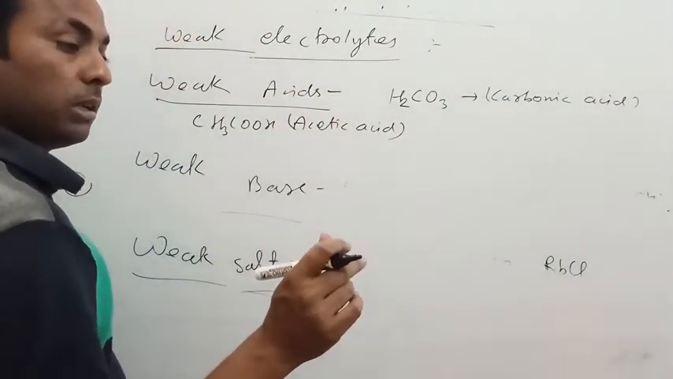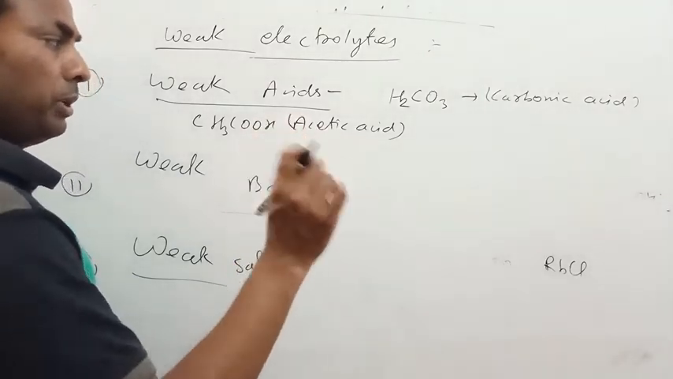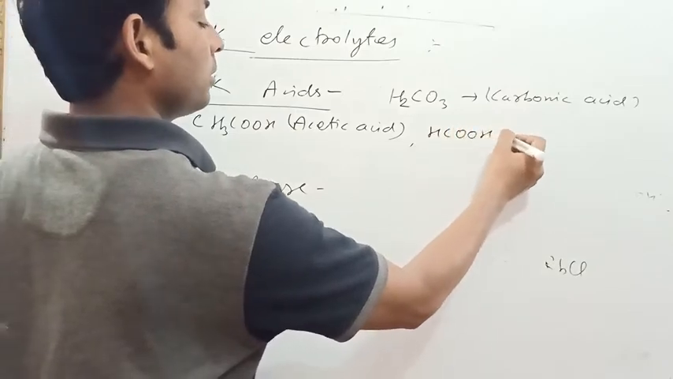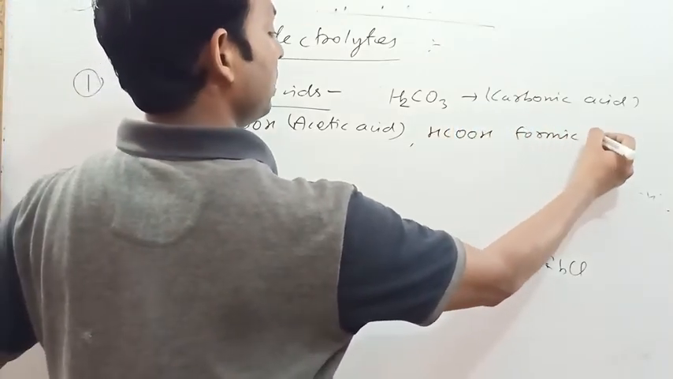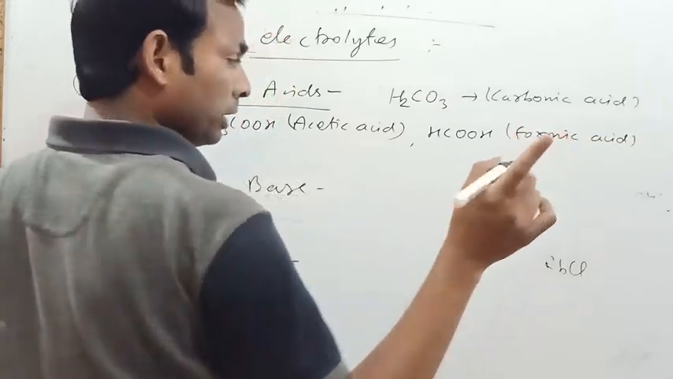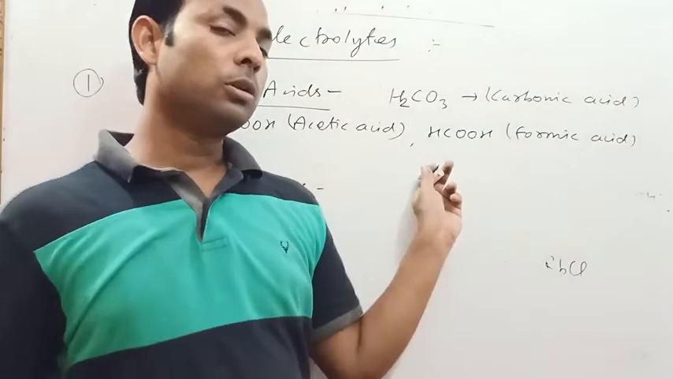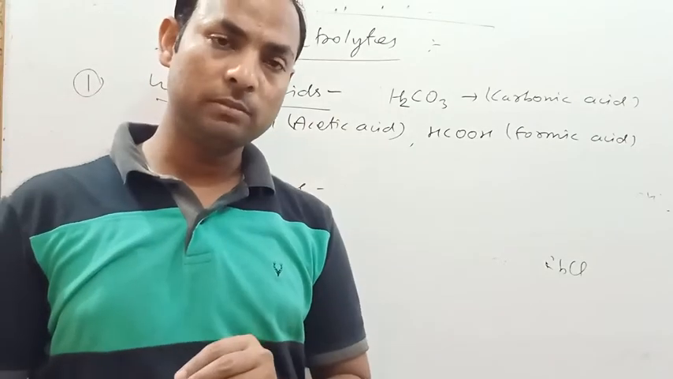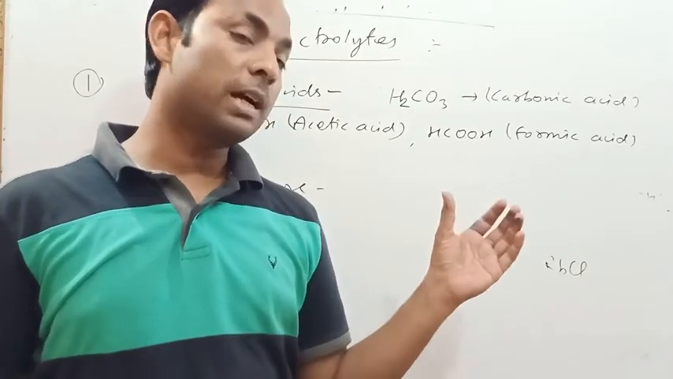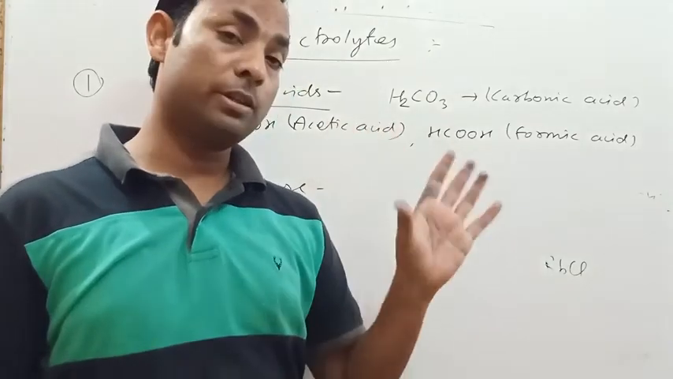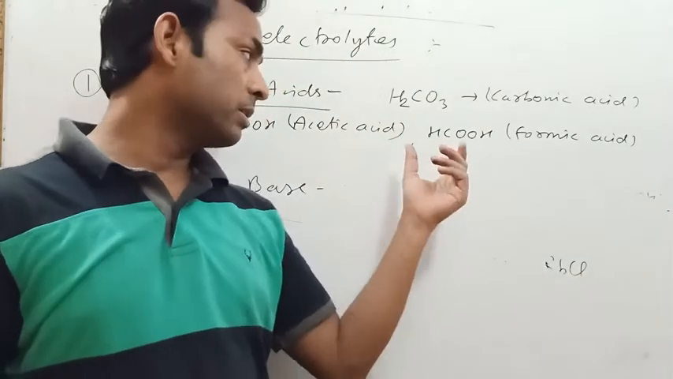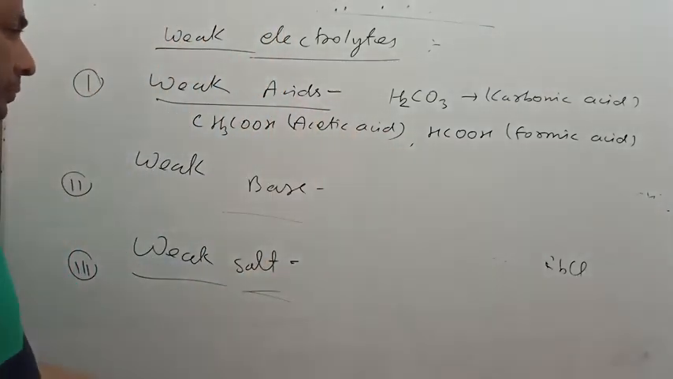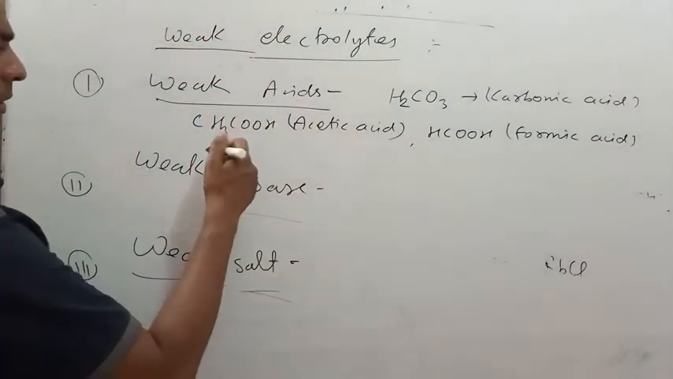Vinegar means, you know, the vinegar that is put in pickles. Acetic acid, HCOOH, formic acid. One more thing I want to tell. Those acids which consist of the COOH group, COOH means carboxylic acid generally, such kinds of acid are weak acids. Don't forget. Any acid which consists of the COOH group belongs to the weak acids. Formic acid.